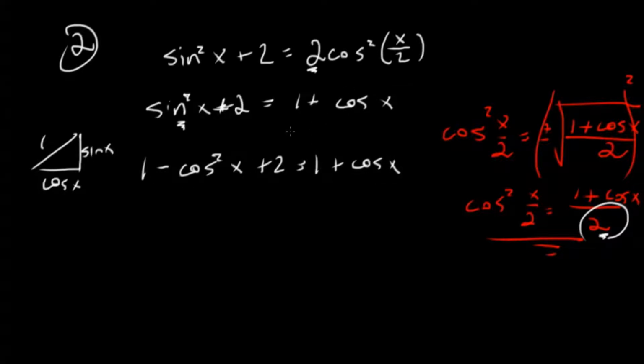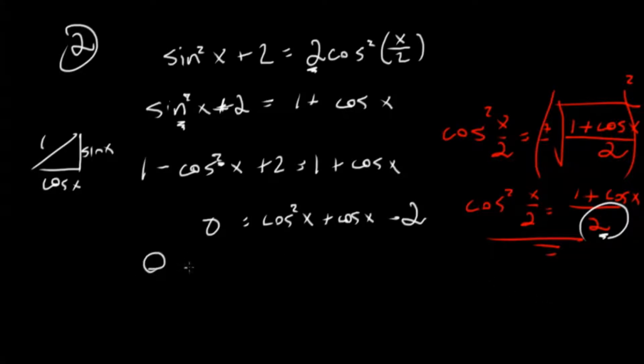We're here. Let's go ahead and move everything to one side because this is screaming quadratic. So let's see, move everything on this side to the other side. So 0, we're going to have a minus 1 minus 2 minus 1. That's going to be a minus 2. We're still going to have a plus cosine x. And we're going to have a positive cosine squared. Cool. So we got cosine squared plus cosine x minus 2 is equal to 0.